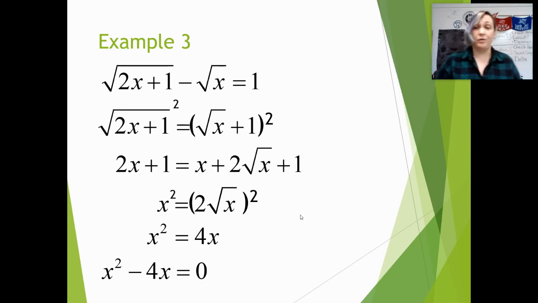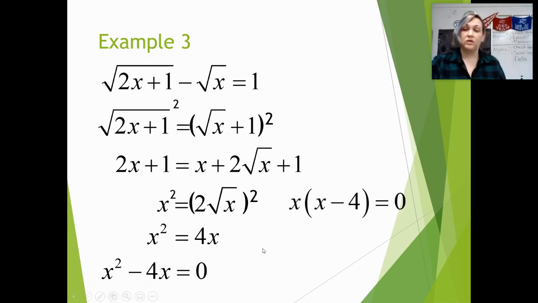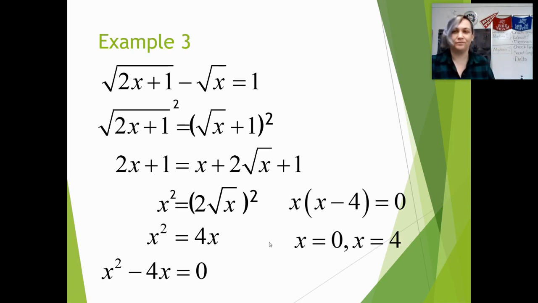This is not a trinomial. We're not going to do the x box. This is a GCF. This has a GCF of the letter x. So I'm going to take out a letter x, and then my two answers are 0 and positive 4. Now, again, just like in the first video, we do want to check our answers. We want to plug them in and see if they work. When you're plugging them in, you're going to plug them back into the original problem.